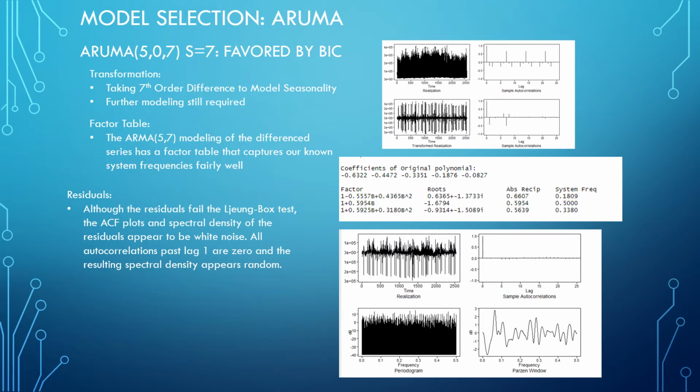The first model that we're going to look at is an ARUMA model. We're going to strip out our 7-day seasonal differences because we see the weekly trends, and then we're going to model the residuals. So after taking our 7th order difference, we're going to model an ARMA(5,7), which was the model favored by BIC. The residuals here, although they do fail the Box-Ljung test, do appear to be very much white noise from our ACF plots, and the system frequencies aren't great, but they are somewhat representative of the system frequencies that are in our realization. So we can do better. We can definitely do better.